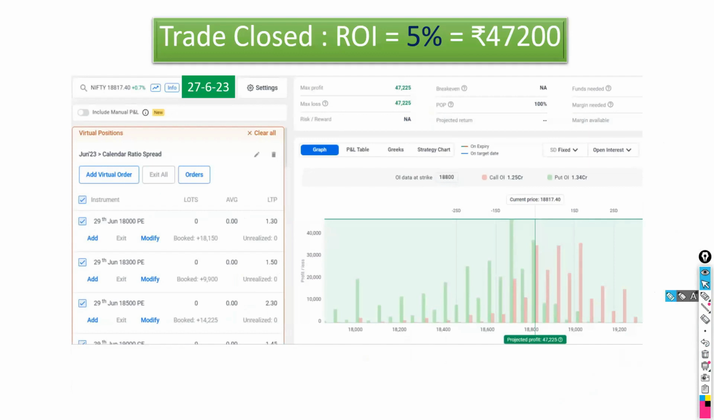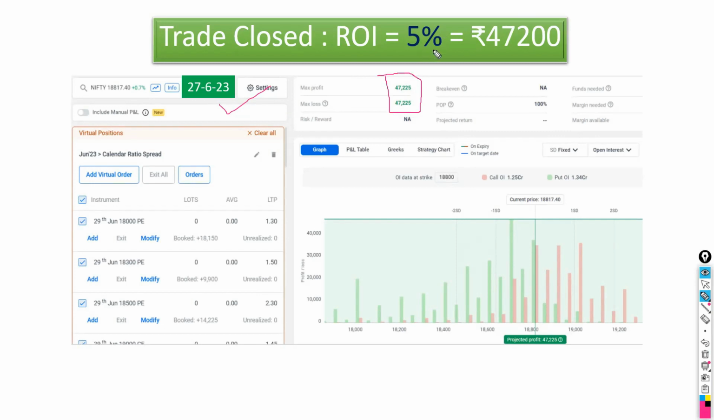Now, this is the final trade closure on 27th June. This is just 1 day before expiry day. What has happened? I closed the trade with 47,225. If you remember, when I initiated the trade, max profit was 48,000. When I closed the trade, the profit I got was almost the max I was supposed to get in the beginning.